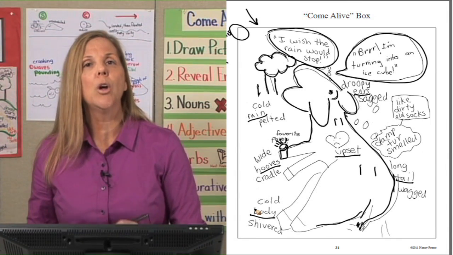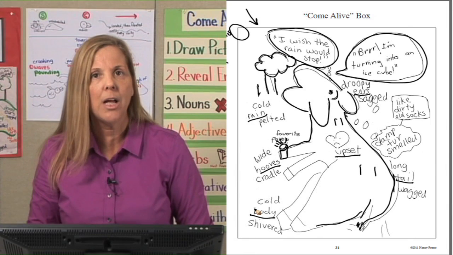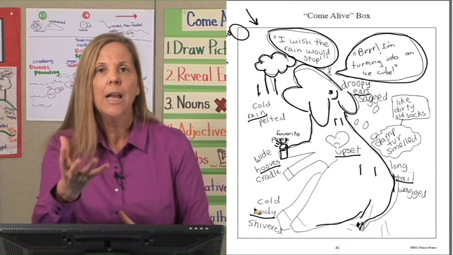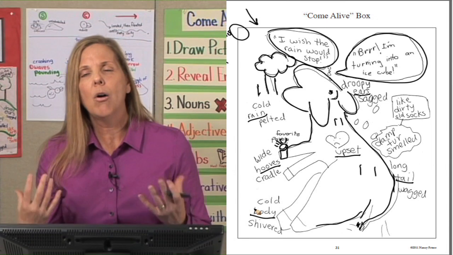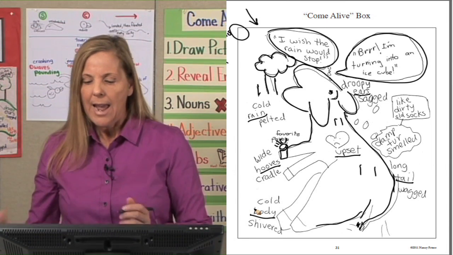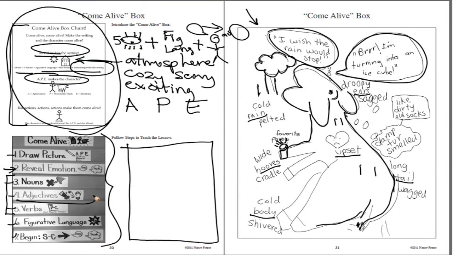So we only wrote the nouns down, and we're not just writing down any part of his body. We're writing down the parts that can be described to reveal how upset he is, how he's feeling awful because the rain has come down. After we have labeled the nouns, then we'll go to the adjectives.